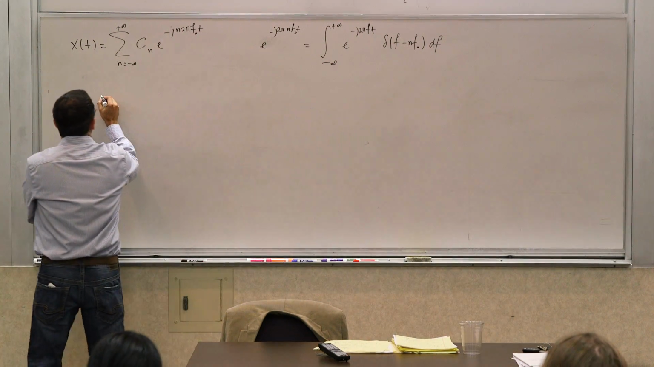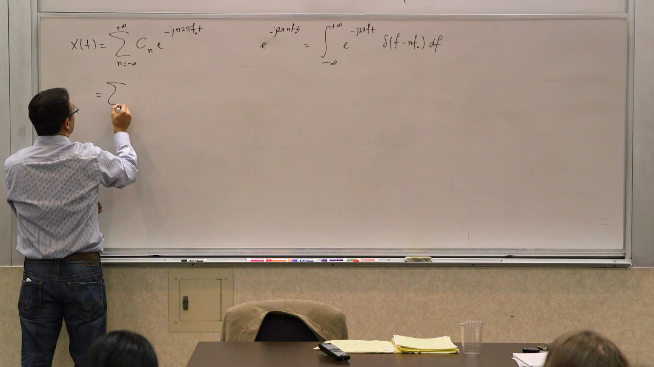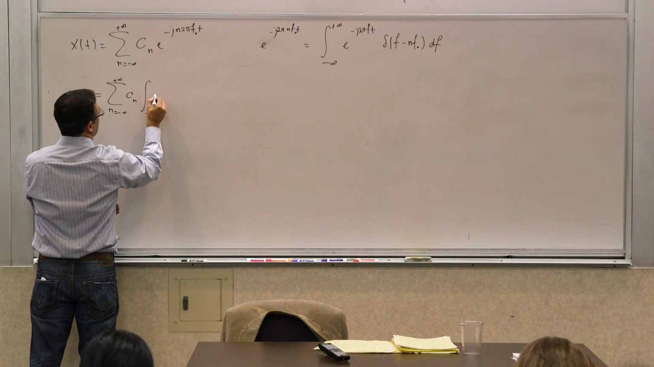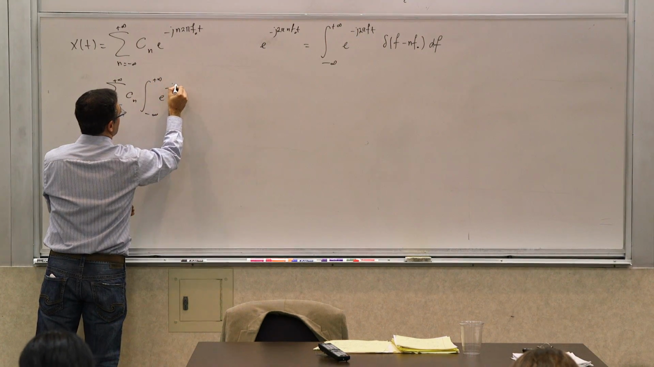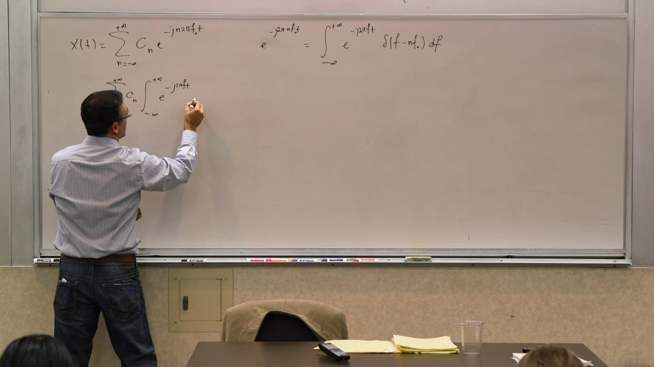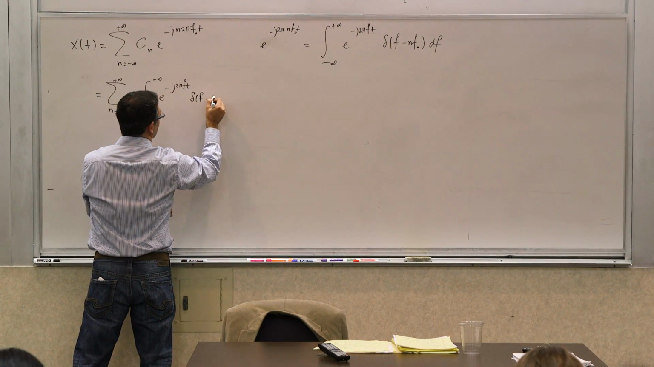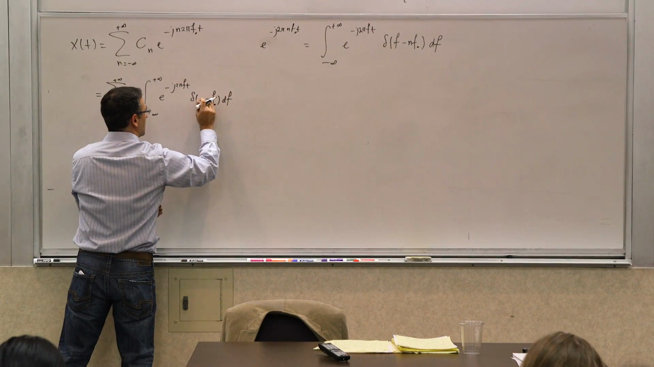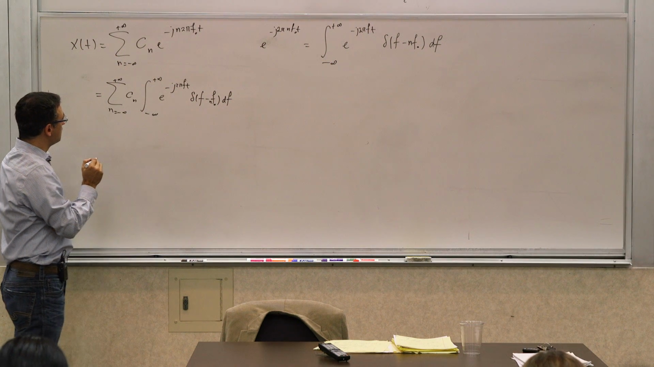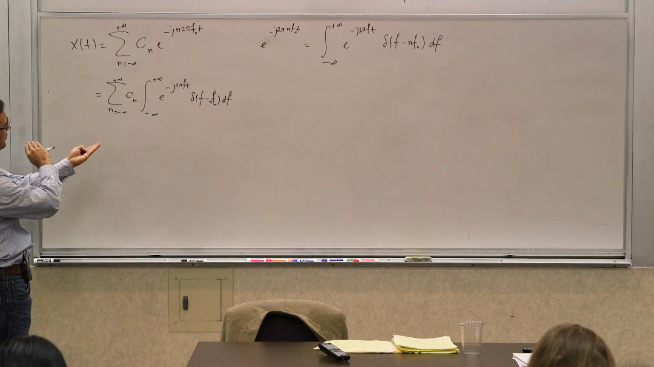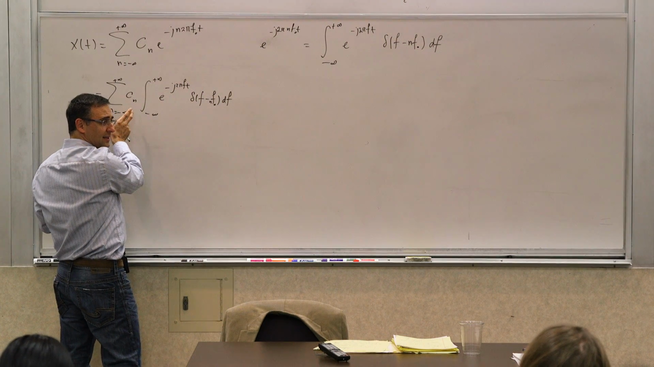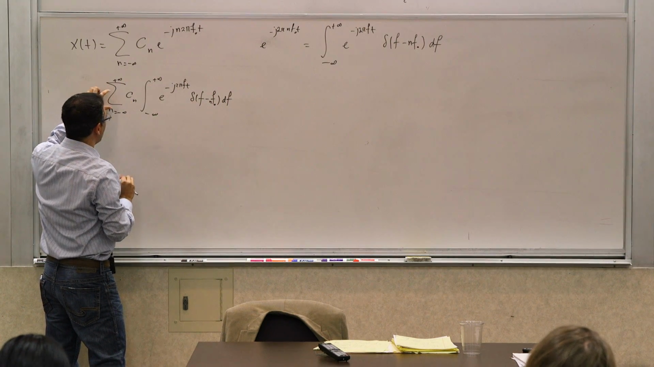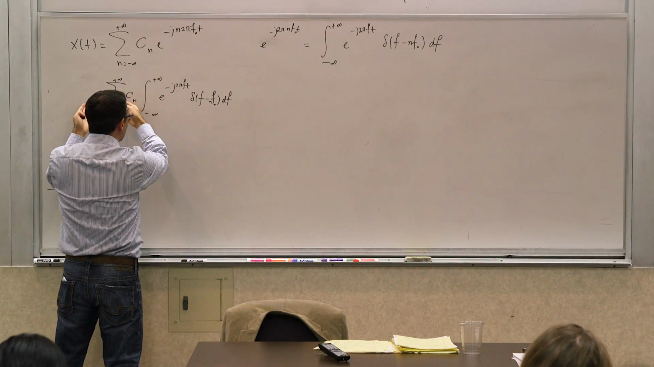Let's see what happens if I plug it into that sum. Let's just write it as such. It would become the integral from negative infinity to positive infinity of e to the negative j 2 pi f t delta of f minus n f naught df. Okay, so I will change the order of this summation and integration. I take this integral out, and I push the sum in. And when I do that, of course, I can take anything that's not a function of n outside the sum.